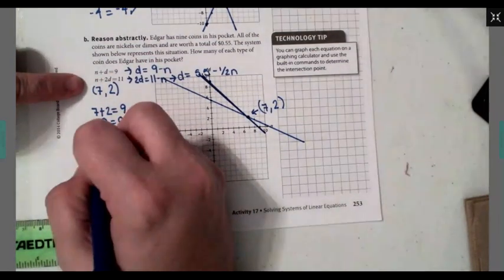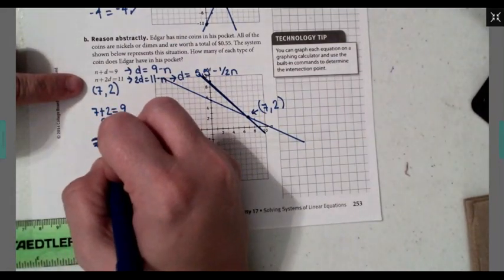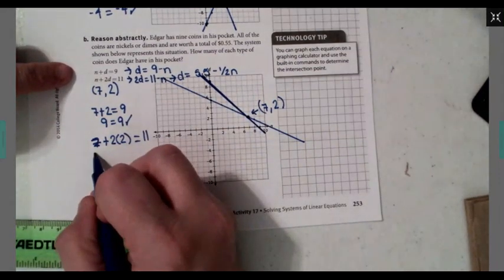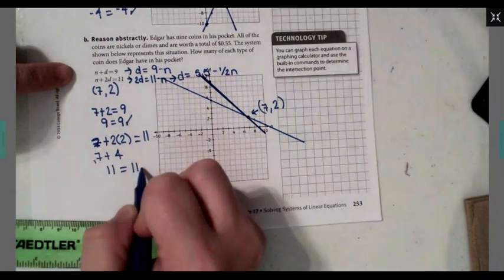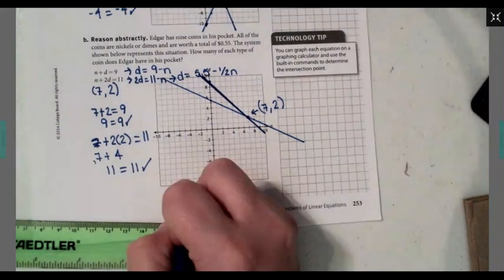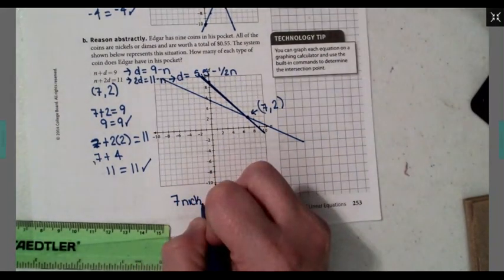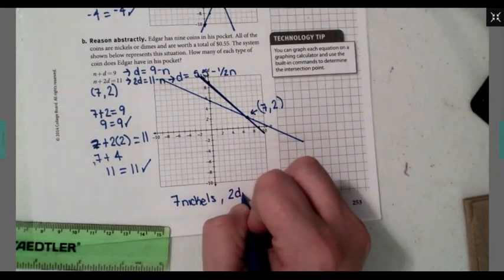We've got 7 plus 2 times 2 equals 11. Well, 7 plus 4 does indeed equal 11. So that checks out for both of those. So 7 nickels and 2 dimes in his pocket.